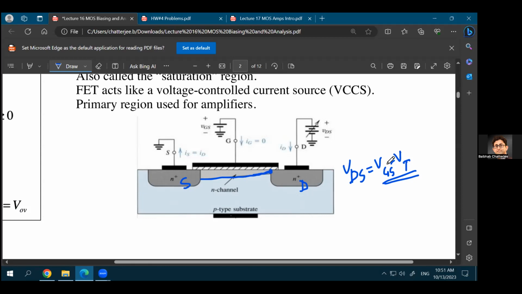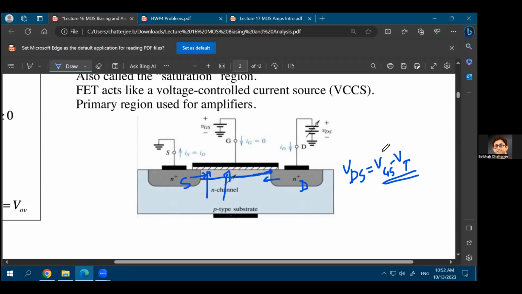There will be a threshold voltage drop, because unless you have the threshold voltage applied at the gate, there will be no formation of electrons in the channel. Right? By applying that gate voltage, you're attracting electrons from the bulk region or from the source and drain region, and then eventually you're forming the channel. But to form the channel, or to make sure that the energy barrier is reduced by a significant amount, your VGS has to be more than VT.